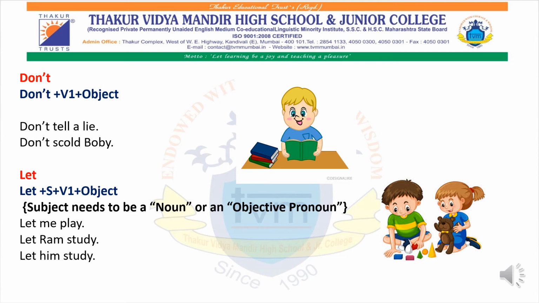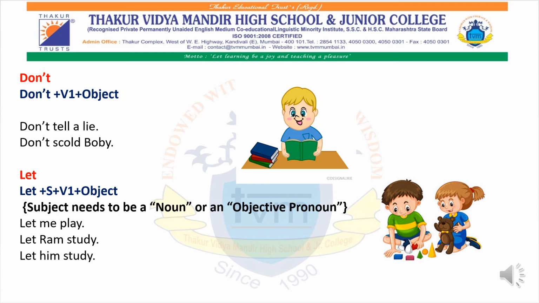Now, when we have to let someone do whatever he is doing, if a particular sentence is telling someone to do whatever he wants to do, then we have to add let plus subject plus verb first form plus object. Now remember that the subject needs to be a noun or an objective pronoun. It is very important for you all to understand this concept. If it is telling someone to do whatever he wants to do, then we have to use the imperative starting word let. Let will have a subject which needs to be a noun or an objective pronoun.